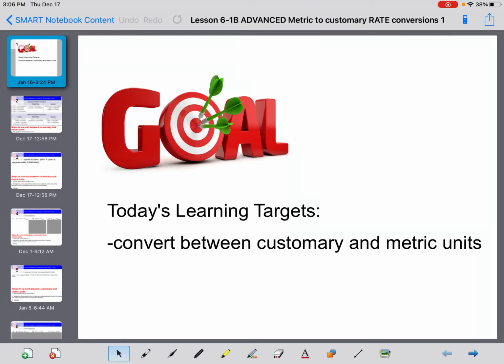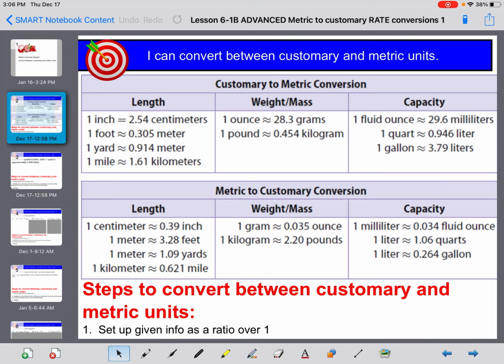This is Lesson 6-1B from the Algebra Readiness textbook. Today's learning target is to be able to convert between customary and metric units and also be able to convert unit rates. Throughout today's lesson, we will refer back to this chart.